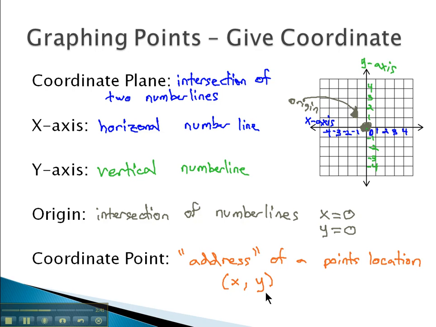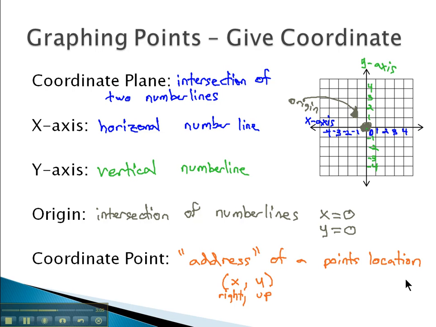In other words, we give the x value first, how far we go right on the number line, and the y value second, how far we go up. And if the values are negative, then we go the opposite directions, left and down.